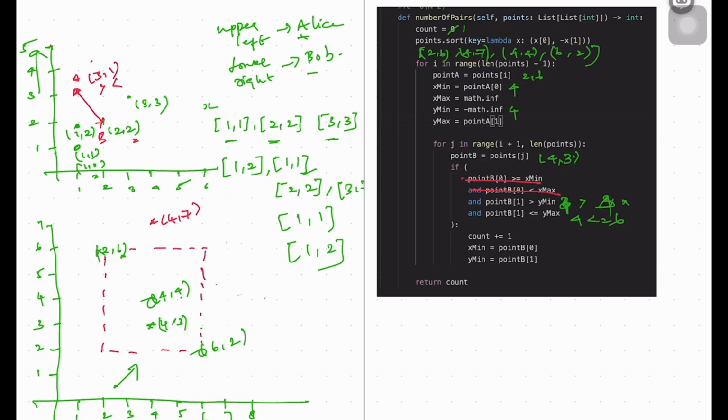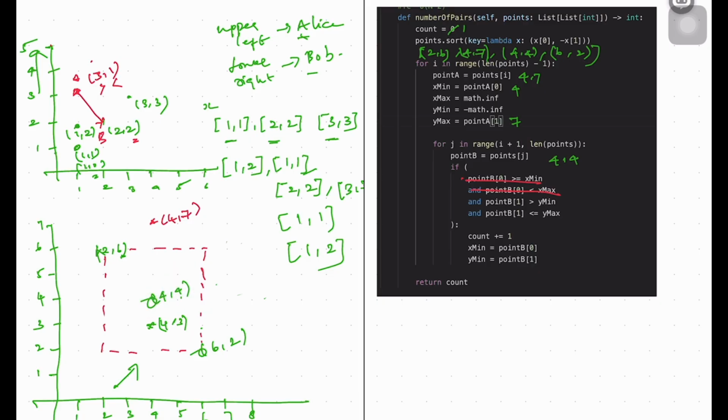Understood? Now again, now I will go to 4 comma 7. So for this 4 comma 7, y min will be 4 and y max will be 7, right? Now point j will be 4 comma 4. Initially it will come, so for sure these both can form, right? But 4 comma 3 can't form, because y min will get updated to 4.